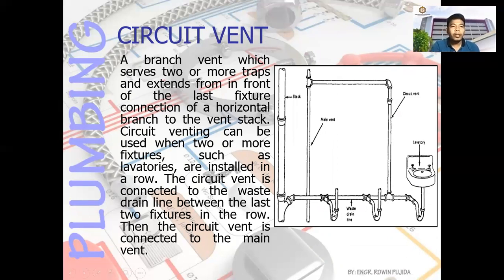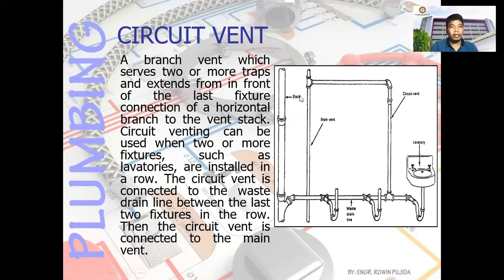So you have here the two traps. Maybe this is a floor drain, or maybe this is a water closet, and then you have your lavatory. So you are to provide here your circuit vent, then connected to your main vent. So this is the horizontal branch vent, this one. And then to your main vent, and your main vent connected to the stack vent. Okay.